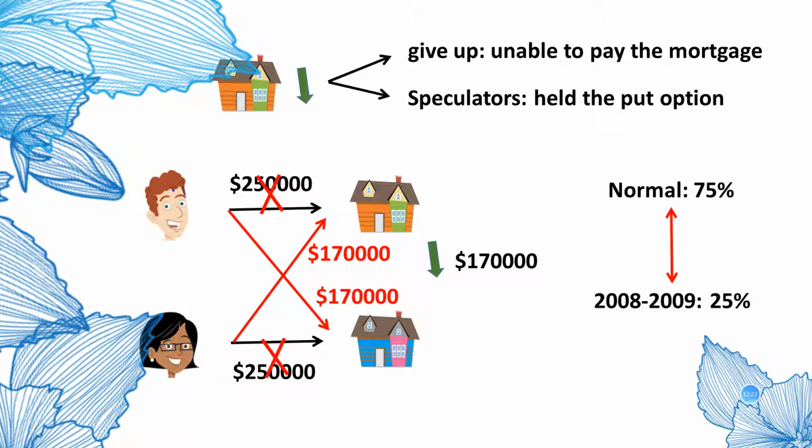In normal market conditions, a lender can accept a recovery of 75% of the amount owed in the foreclosure. Statistics show that during 2008 to 2009, recovery rates as low as 25% were experienced in some areas.